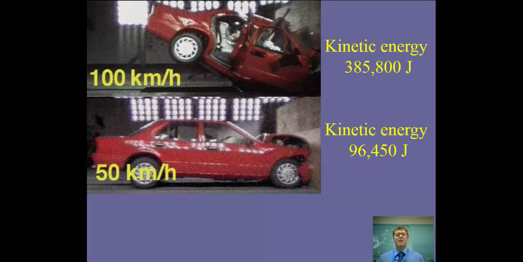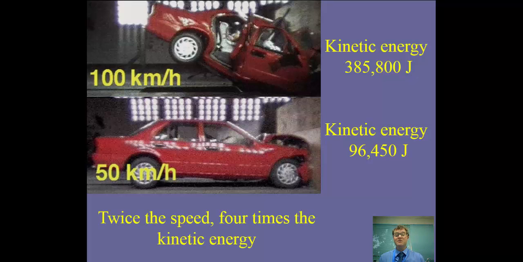Looking at these two pictures, we can recognize the importance and the power of speed in these calculations. So if I have a 1,000 kilogram car, one traveling at 100 kilometers an hour and one traveling at 50 kilometers an hour, we've got to recognize the kinetic energy for the car which is traveling twice as fast is 4 times as big. So that means the accident is going to be 4 times as devastating, as 4 times as much energy needs to be dissipated in the crash.